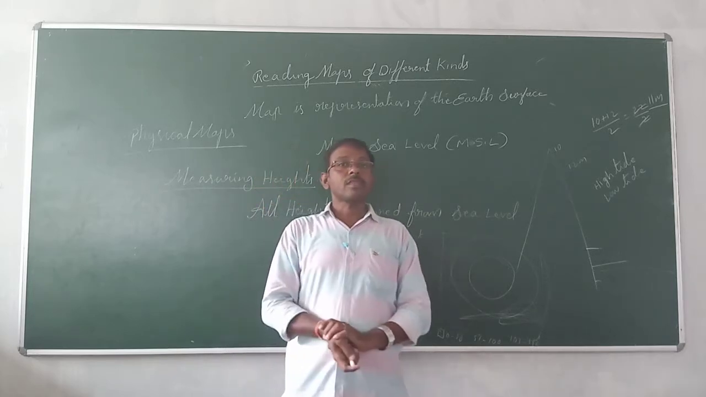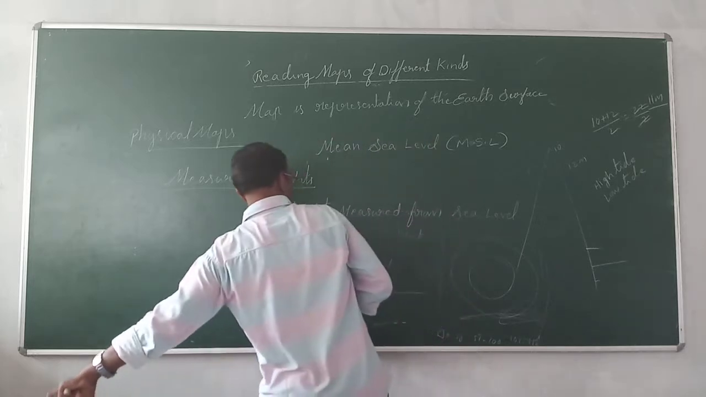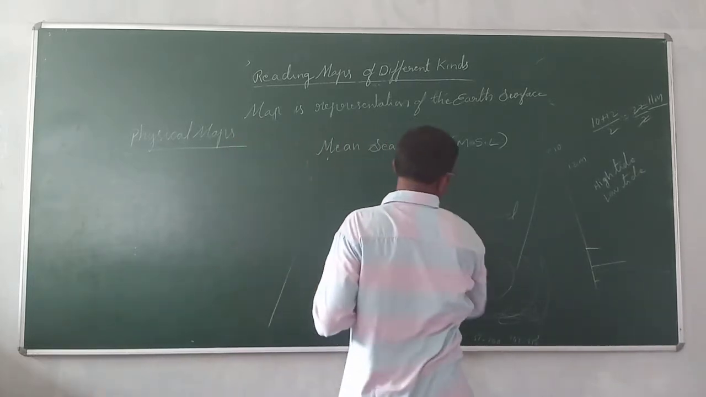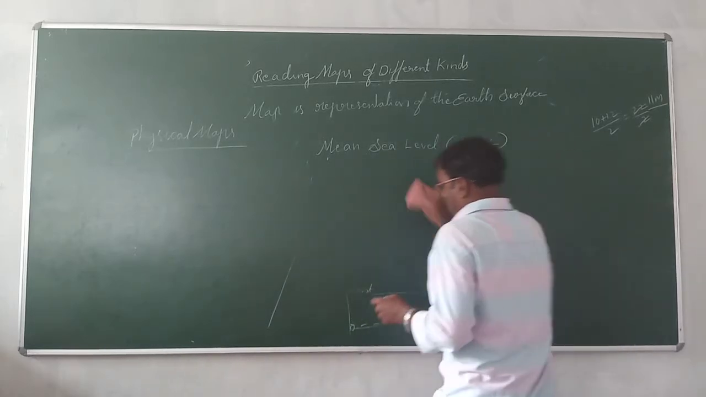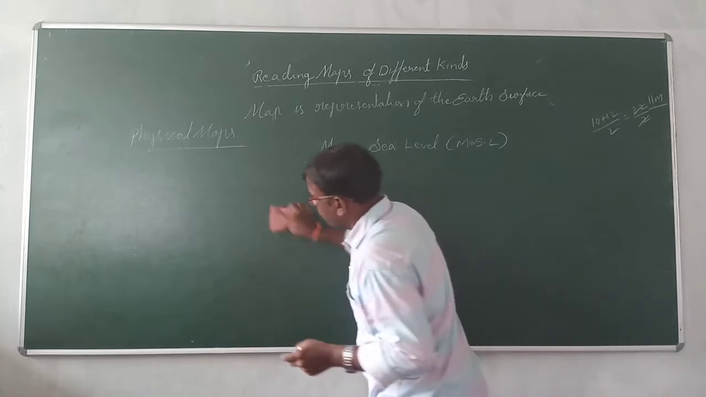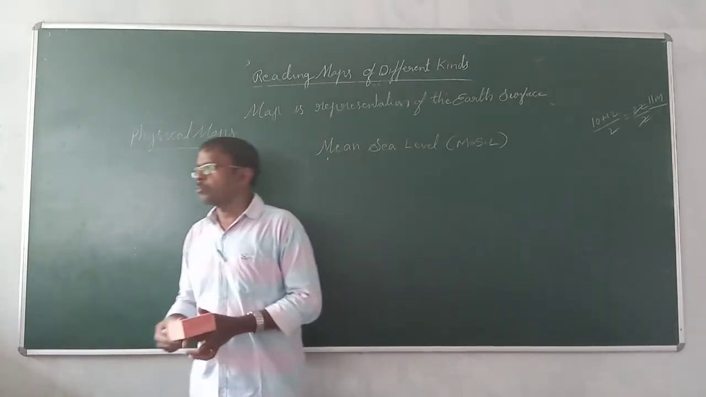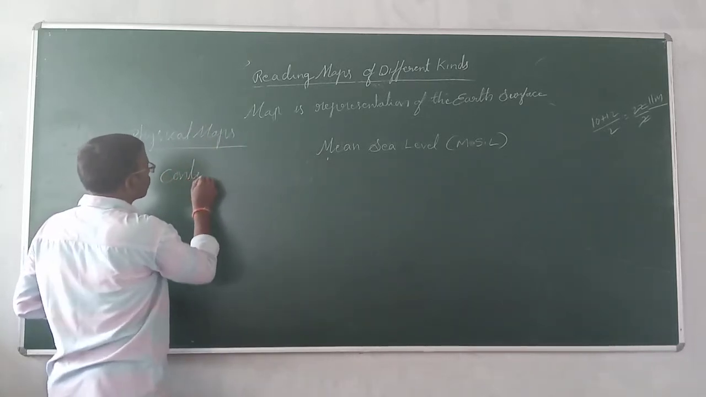Next, a very important topic: contour lines. We will see contour lines now. I think you have understood physical maps up to now. In a physical map, contour lines are also there. What about contour lines?